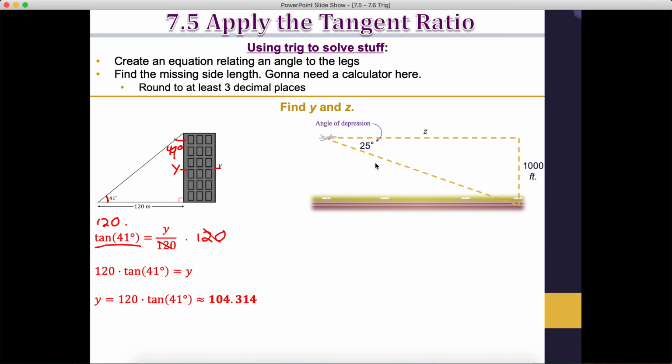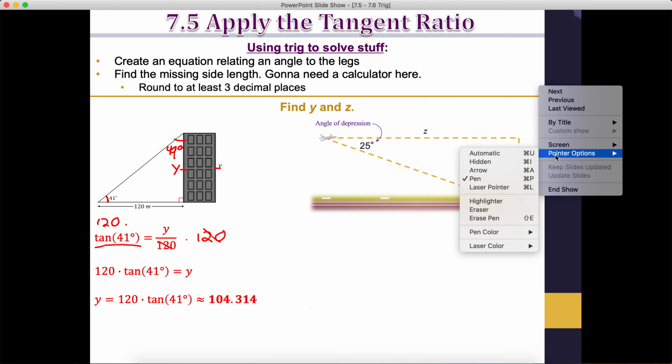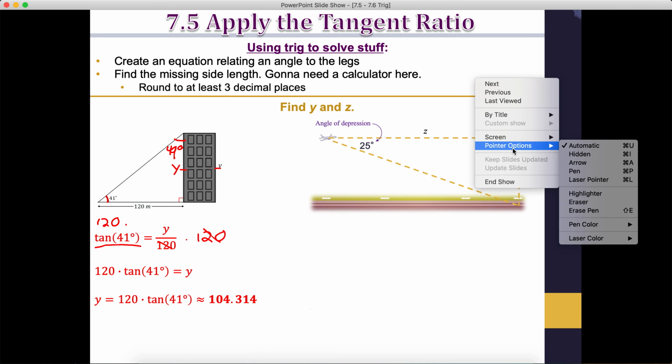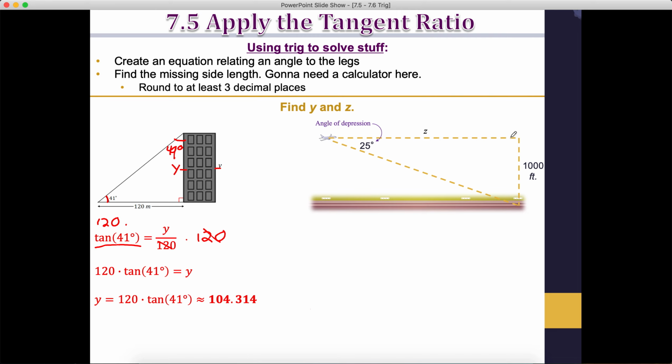So let's actually consider this problem. Let's see how much runway this plane actually needs. And again, the way we want to start this problem is the way we started the previous one. Try to set up a relationship here. Spoiler alert. Let's assume that this plane's initial path was horizontal to the ground. It maintained an altitude of 1,000 feet.